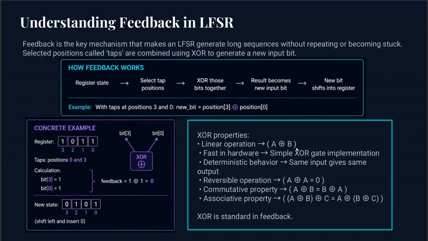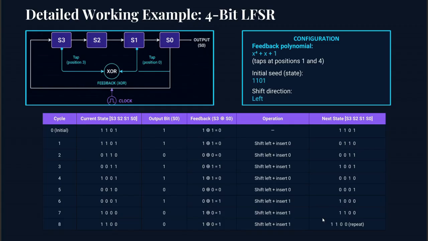Now let us understand the important properties of XOR. XOR is a linear operation. It is extremely fast in hardware because only a single XOR gate is required. It is deterministic, meaning the same input always produces the same output. Another important property is reversibility. A XOR A equals 0. XOR is also commutative. A XOR B equals B XOR A. And associative. The grouping of operations does not change the final result. Because of these properties, XOR is widely used in cryptography, digital logic, and communication systems.